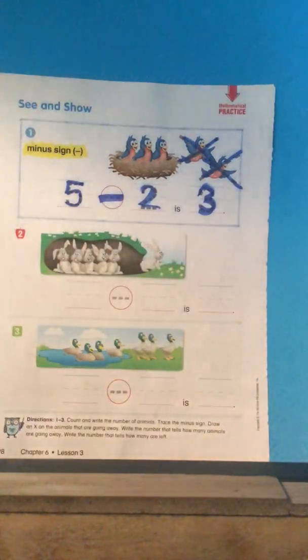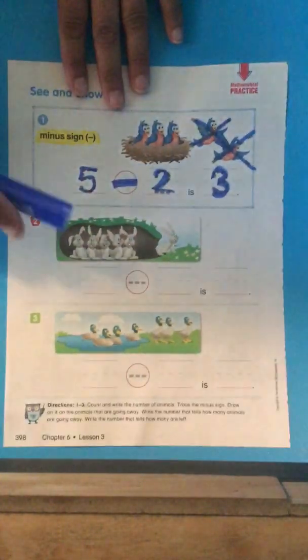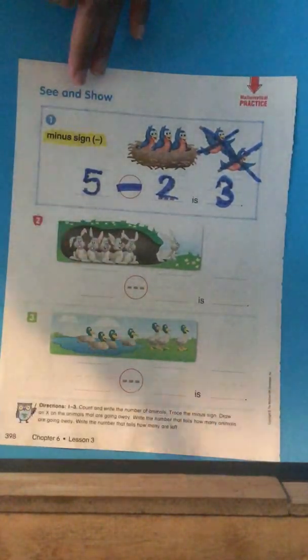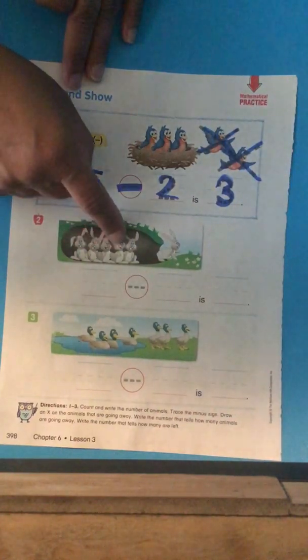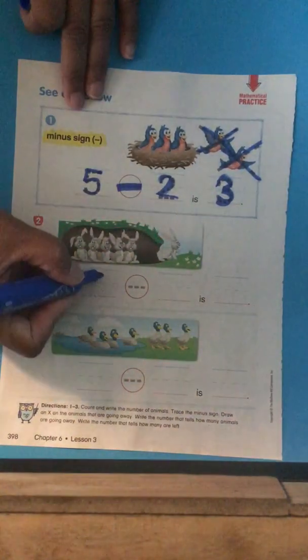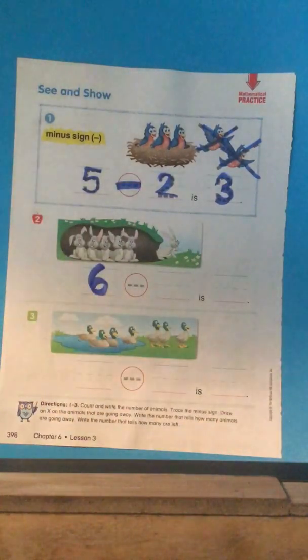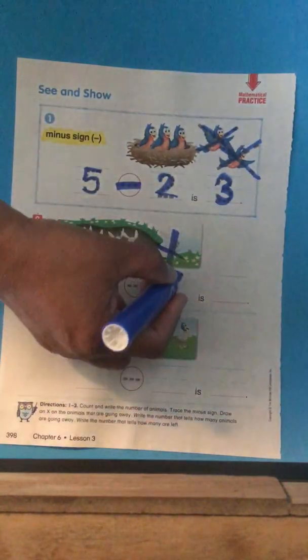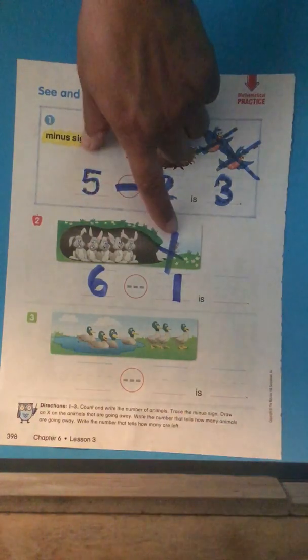So don't forget, boys and girls, use these pictures. This is my last one. Listen, I'm going to count first. 1, 2, 3, 4, 5, 6. So I'm going to write 6 because I don't want to forget. There are 6 bunnies inside the den. 1 bunny went to go look for food. How many bunnies went to go look for food? 1. Boys and girls, I'm taking away.